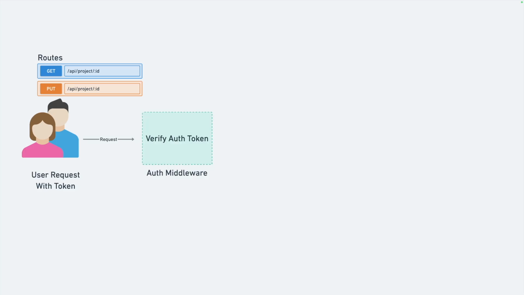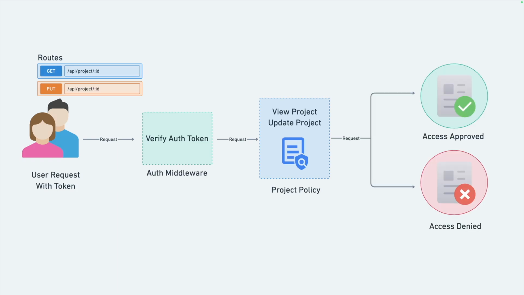Now this request will go to the auth middleware where the auth token will be verified and the user authentication will be done. Once the user authentication is done, the request will go to a project policy. We are going to create the project policy, which will contain two functions, view project and update project. Then based on the access and the department or the attributes of the user, we are going to define the access to that request, whether the access is approved or denied. Now we need to understand this policy engine and what attributes we are going to use in order to define this authorization. Let's go to Visual Studio Code and start working on this project.